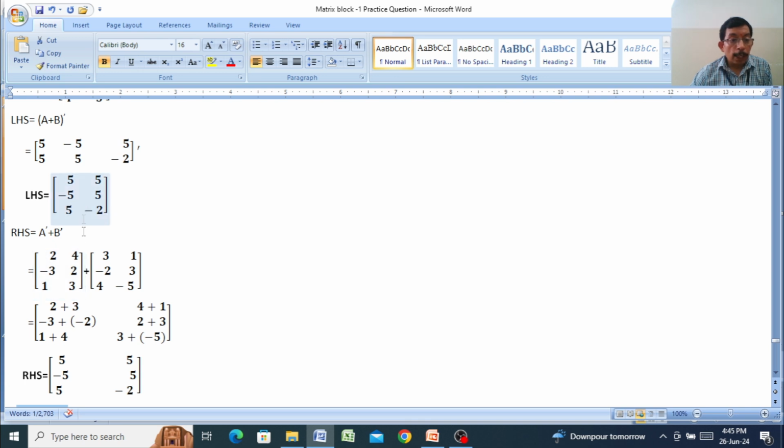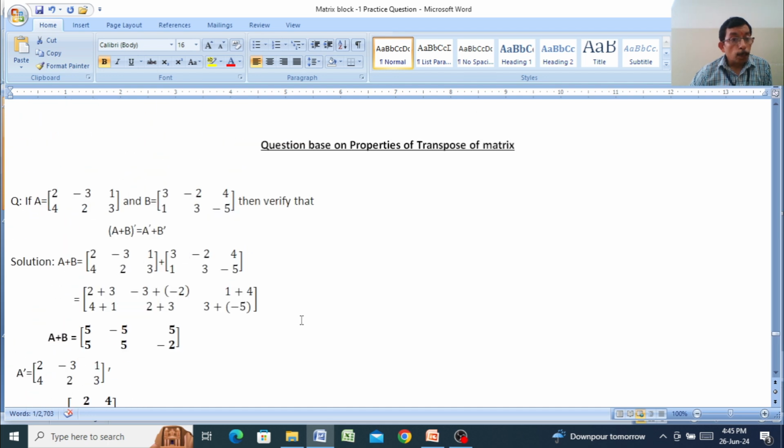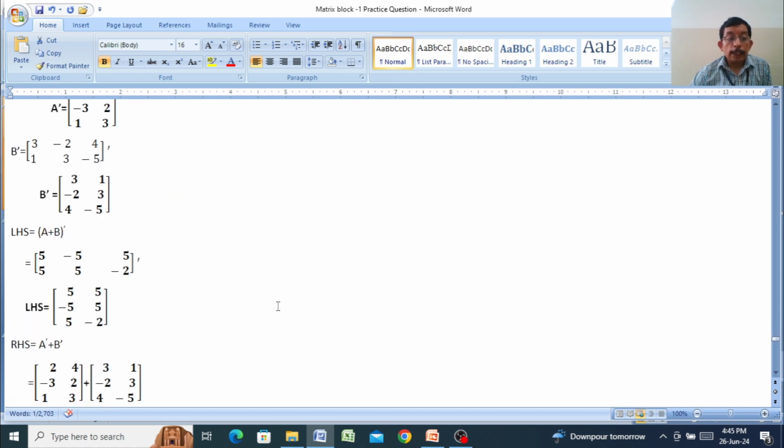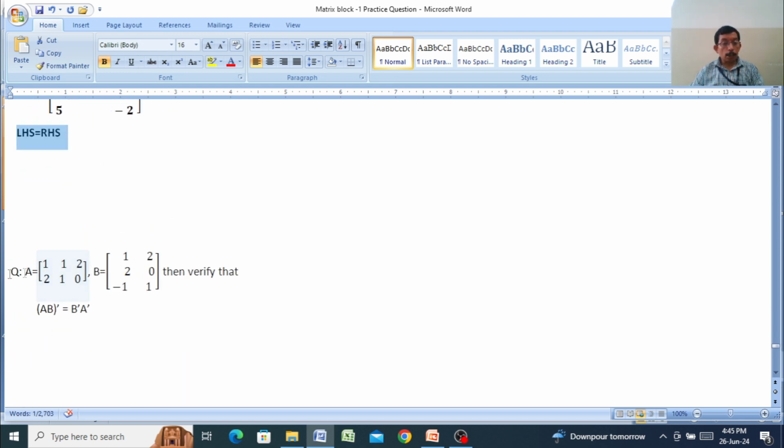Both the values of LHS and RHS are equal, then the property is verified. Transpose of A plus B is equal to transpose of A plus transpose of B. Is it clear, everyone? This is the procedure to verify the property of transposition. Now take the next question. Multiplication of transposition to be verified.